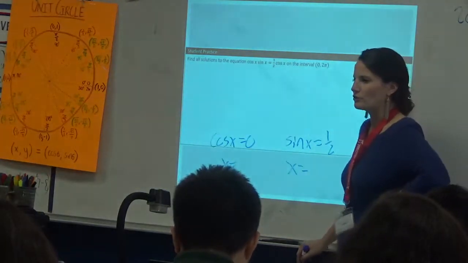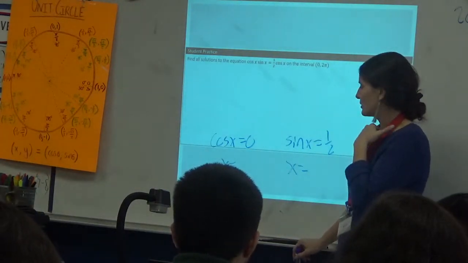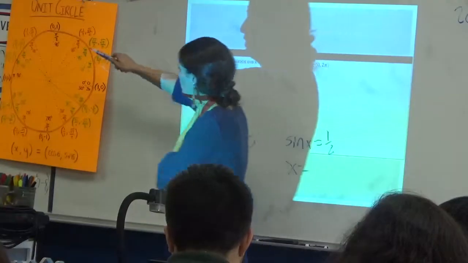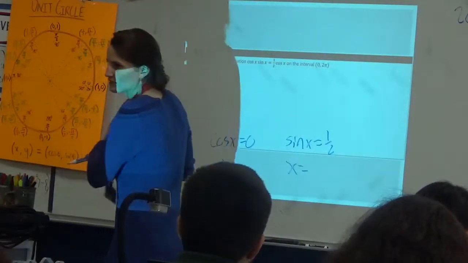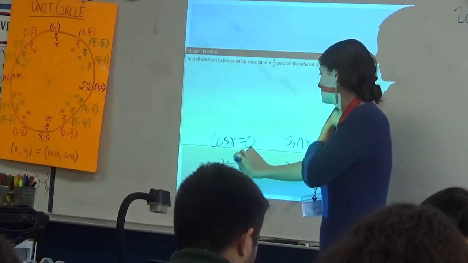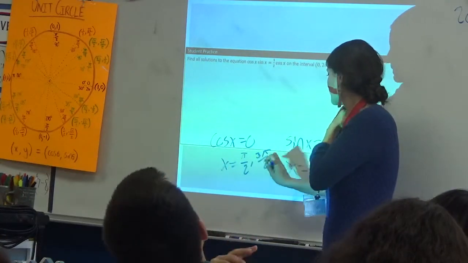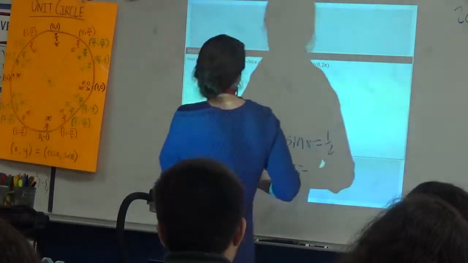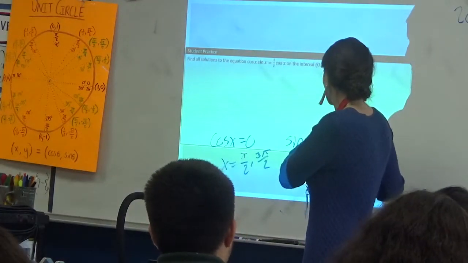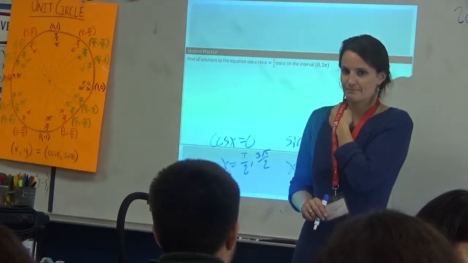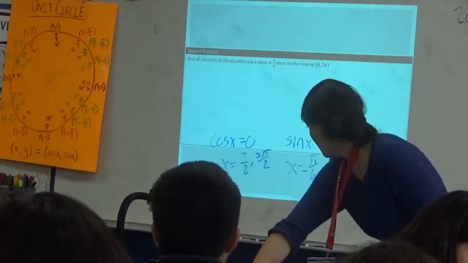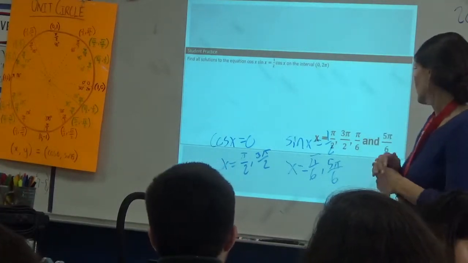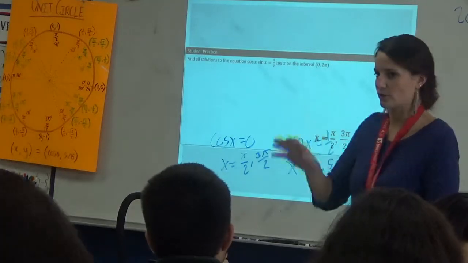Okay? So if you lost track somewhere along the way, call me over and I'll help you out. So cosine is 0 at the top and the bottom of the circle. Cosine is 0, because that's our x, right? So that's pi over 2 and 3 pi over 2. And then sine is 1/2, that's your y, here and here. So pi over 6 and 5 pi over 6. Okay? So all 4 of those would be our final answer: pi over 2, 3 pi over 2, pi over 6, and 5 pi over 6, in any order.